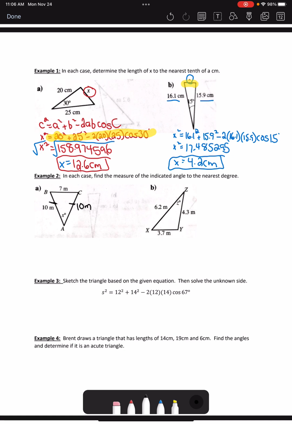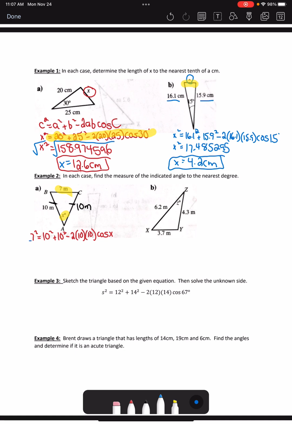So when you set this up, the 7 is opposite to the angle that you're trying to find, right? So then the 7 should be like your c squared. So I should have 7 squared equals 10 squared plus 10 squared minus 2 bracket 10 bracket cos x. Okay, so I always tell kids type it in parts.